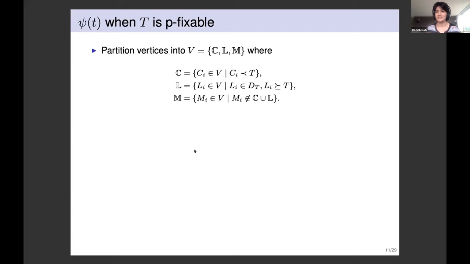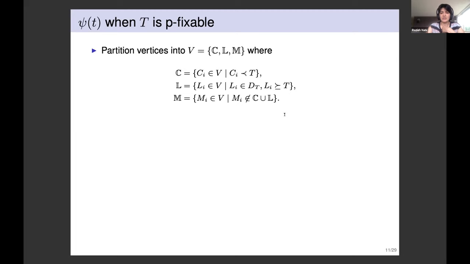So here we fix a topological order and we partition the set of all vertices into three distinct sets. The first one is C, which contains all the pre-treatment variables. The second one is the set L, which contains all post-treatment variables that are in the district of T. And the set M is basically everything else. In other words, your post-treatment variables that are not in the district of T.